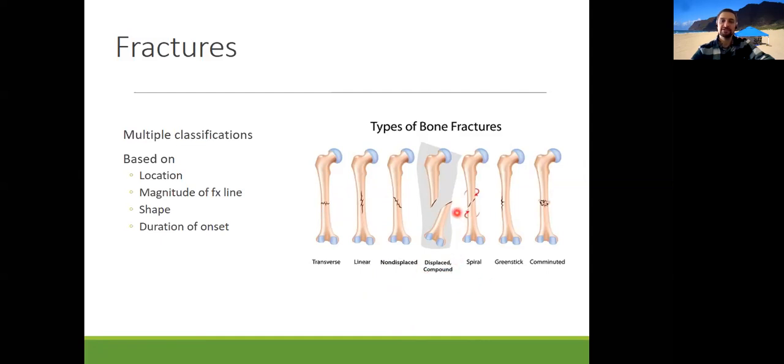And then compound means it's poking through the skin. Spiral, straightforward. If you think about the barber shop thing that's outside the shop, or a candy cane, like a spiral fracture.